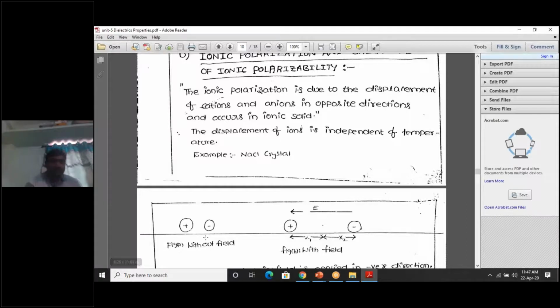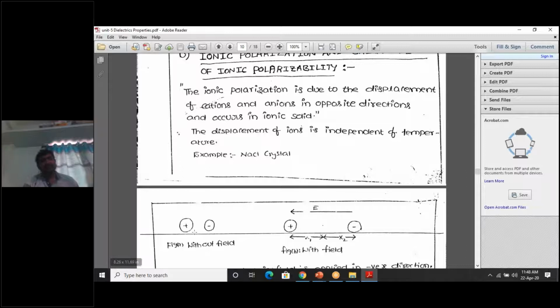Without application of field, in an ion. Ion means, for example, you take sodium chloride. In sodium chloride, Na plus ion is there, Cl minus ion is there. This is a positive ion, Na plus ion. This is Cl minus ion, negative ion, cation, anion. First of all, ionic polarization only takes place in ionic solids, for example, NaCl, CaCl, BaCl, like that.